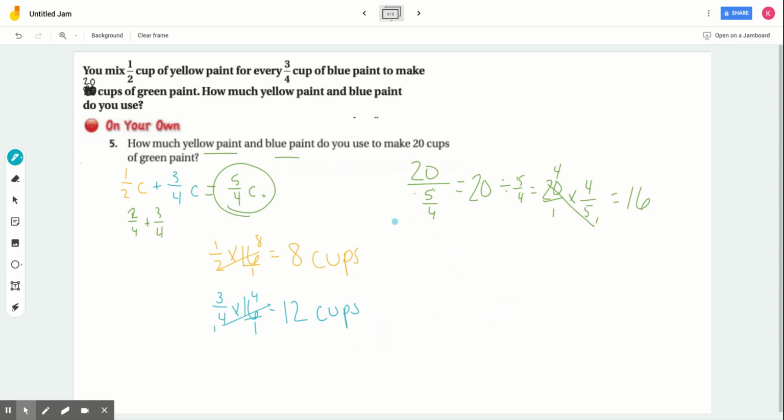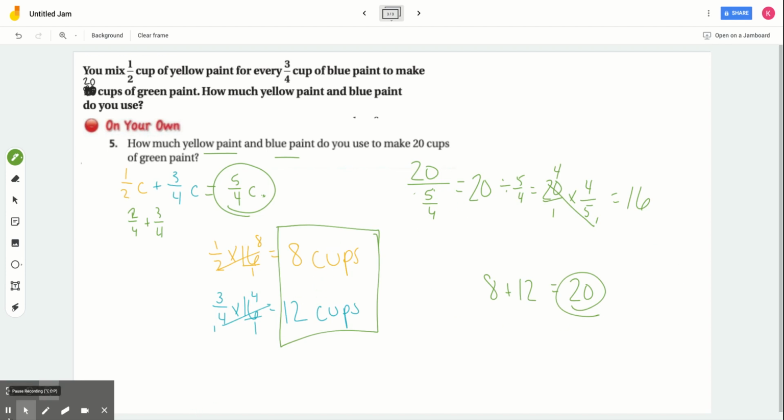Now remember that our total is supposed to be 20 cups of green paint. So if we add 8 cups of yellow and 12 cups of blue, we end up with our magic number of 20. So our answer here would be we need 8 cups of yellow paint and 12 cups of blue paint. Now this is very much like those tape diagram problems that we looked at earlier in the week. So we can use those same methods to help us answer the questions like these.